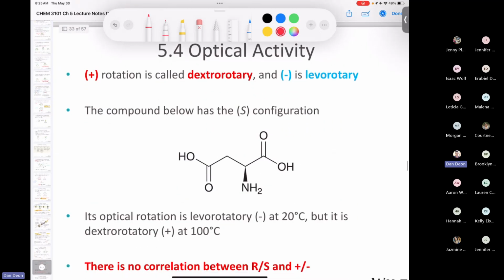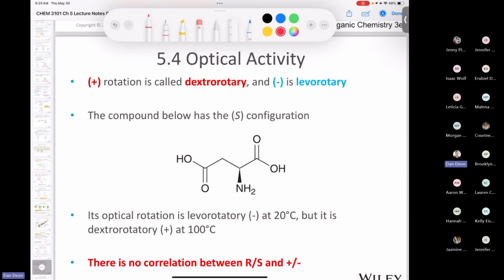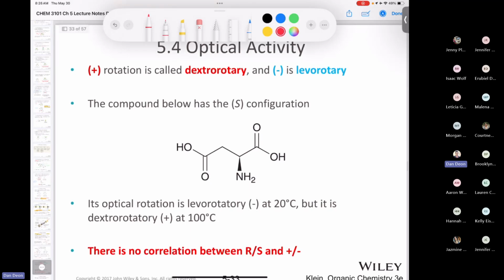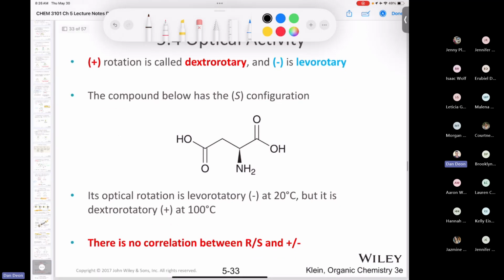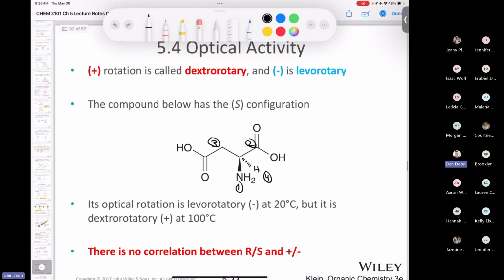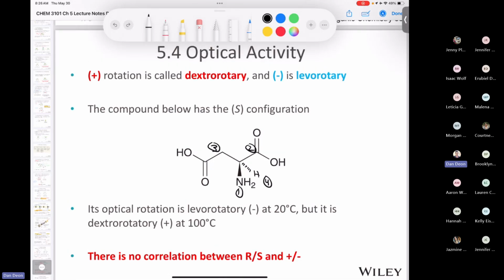We call positive rotation dextrorotatory, right? That's right-handed, and we call negative levorotatory. Now, if you look at this compound here, this is aspartic acid. It's an S compound. So if we put in the proton, it's in the back like this. So we have 1, 2, 3, 4, right? So it's going like this. So yes, this is an S compound, but check this out. Are you ready for one that's really going to blow your mind? The compound is levorotatory, meaning it rotates the plane polarized light in the negative direction at 20 degrees Celsius. But then if you heat it up, it changes, okay? It goes to positive.